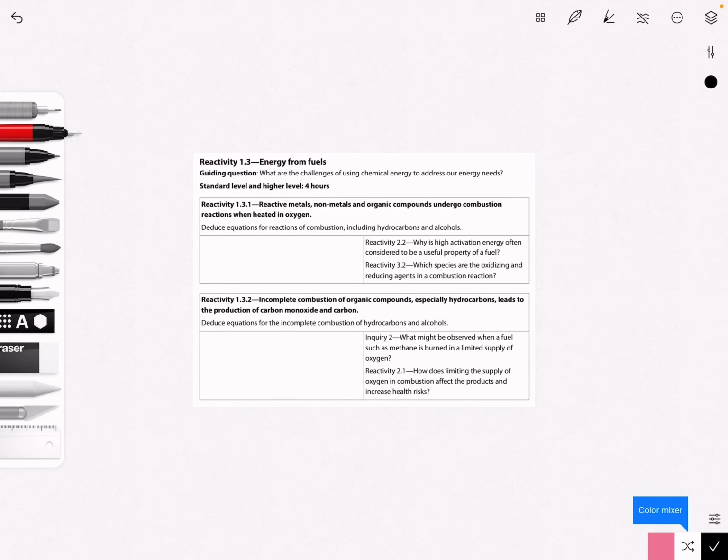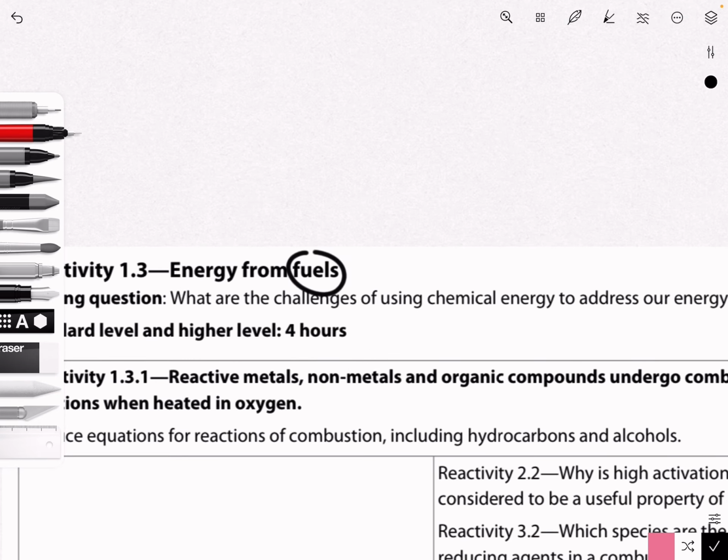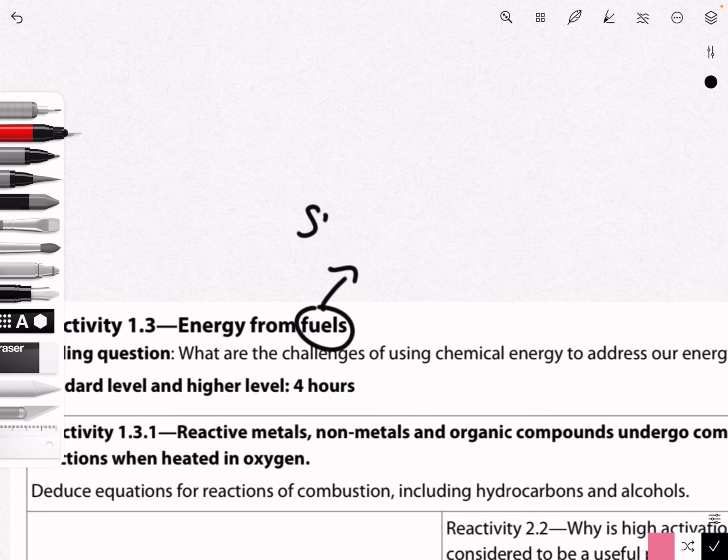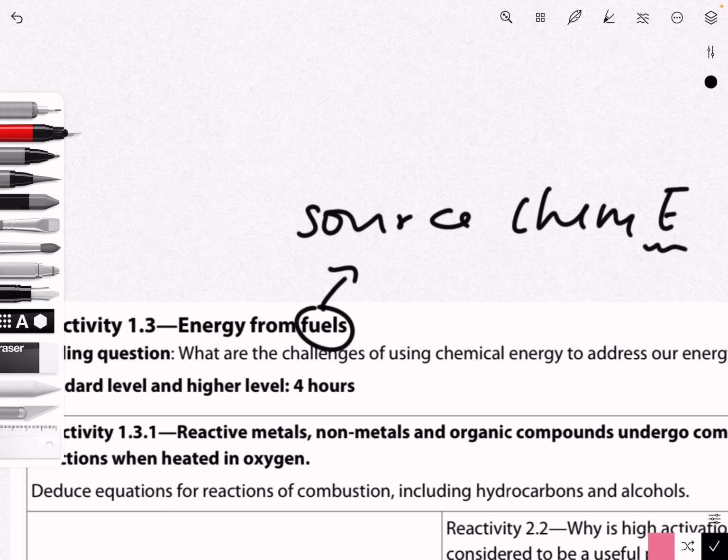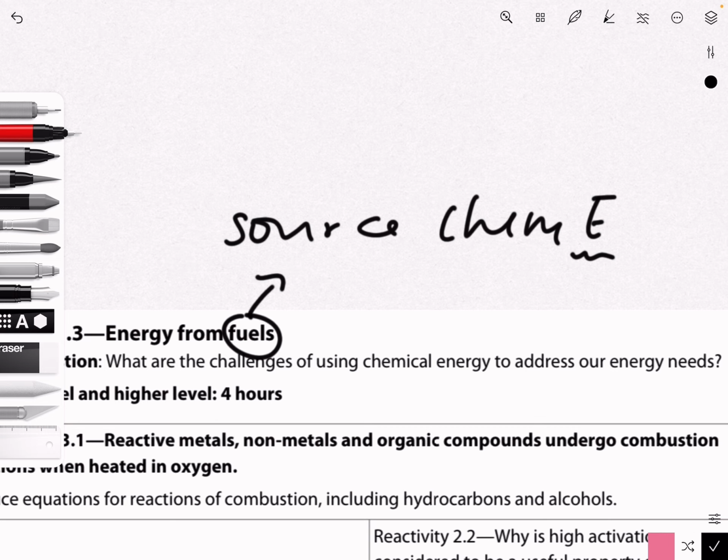Today we're going to be starting energy from fuels. So let's look at how do we define what a fuel is. Well, a fuel is a source of chemical energy, and this energy is released when our source is oxidized.